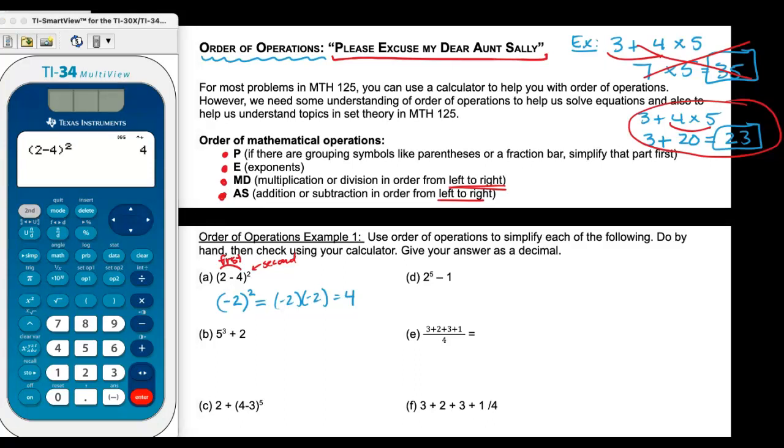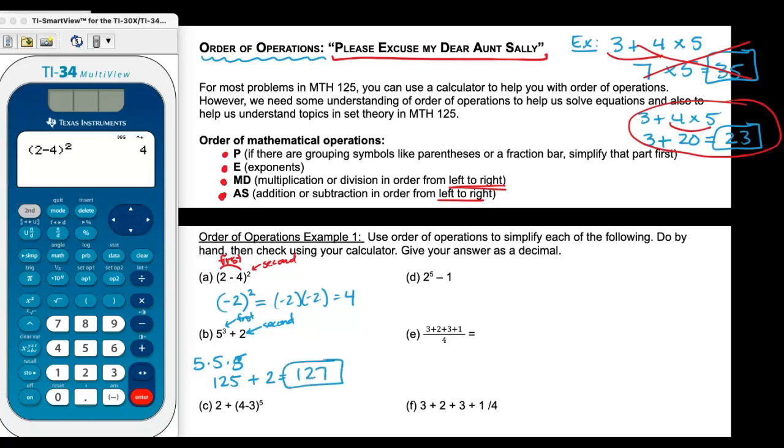Let's look at part B. So 5 to the third power plus 2. So I have an exponent and then addition. Well, my mnemonic tells us that E, exponent, comes before addition. So we're going to do the exponent first, and we're going to do the plus 2 second. So 5 to the third power is 5 times 5 times 5. So that's 125, and then we're going to add 2 to that, which gives us 127.